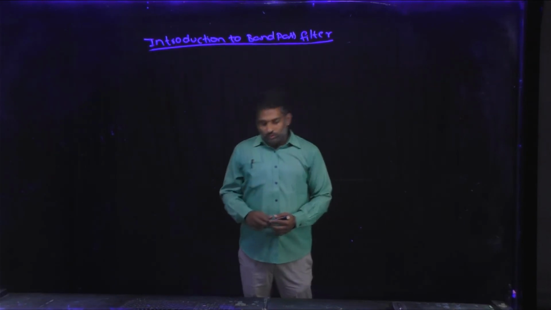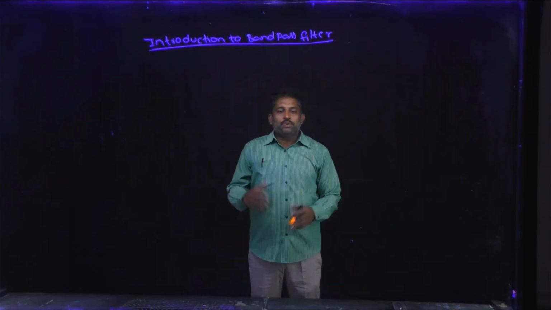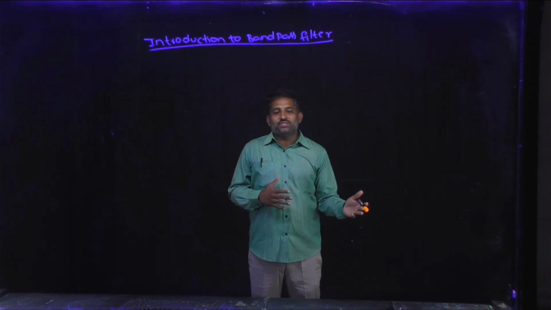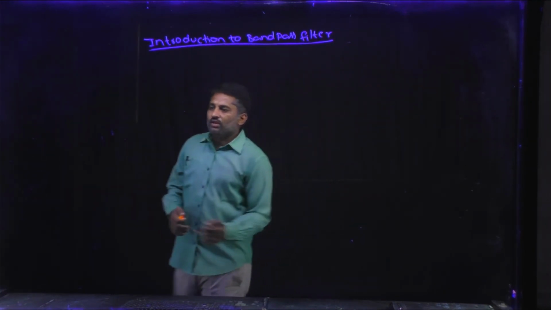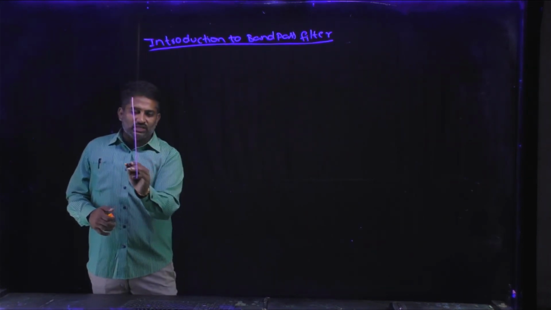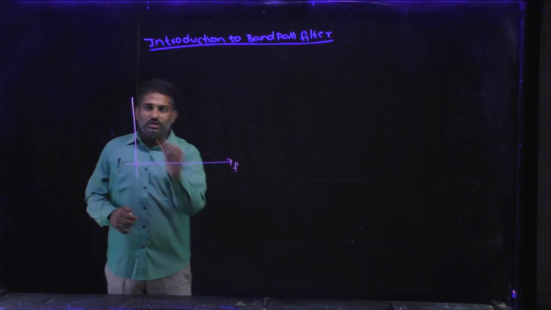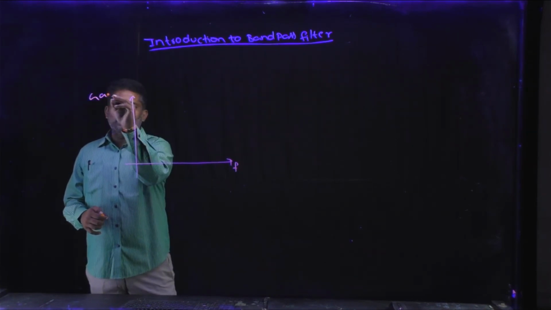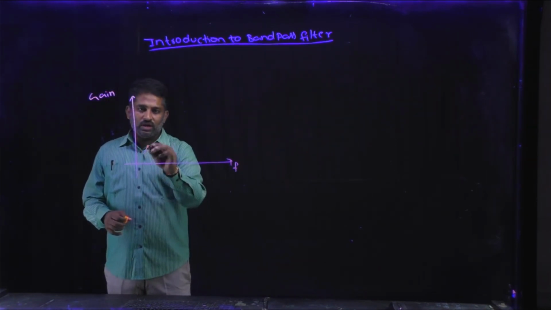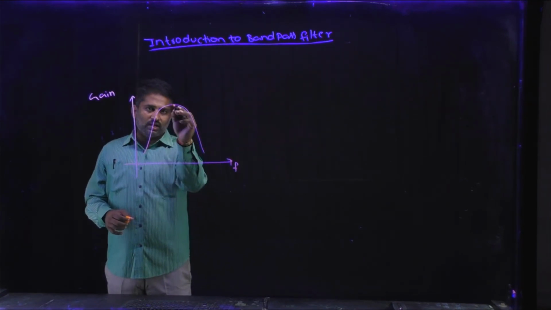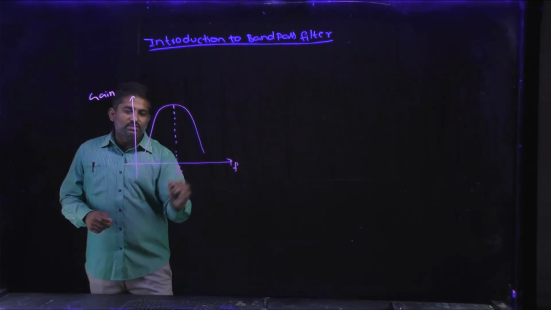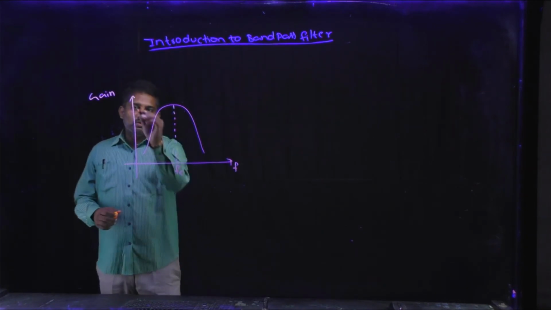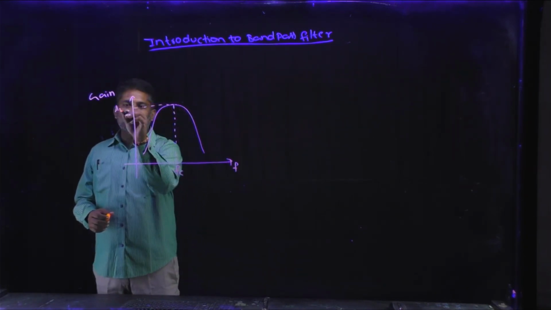Introduction to band pass filters. Band pass filters are also called frequency selectors. Why? Because they pass a particular band of frequencies. We all know that the frequency response of the band pass filter is like this. Here we are going to take frequency, and here we are considering gain, and it should look like this. And exactly at the center of the pass band we are going to take the center frequency FC, which will be taken as AF.